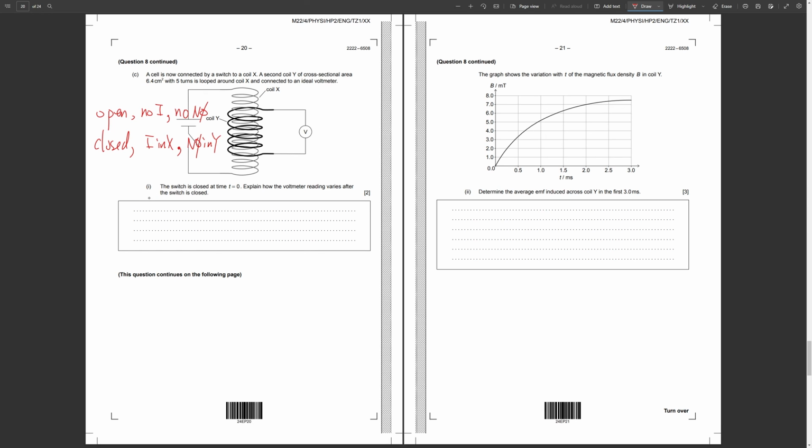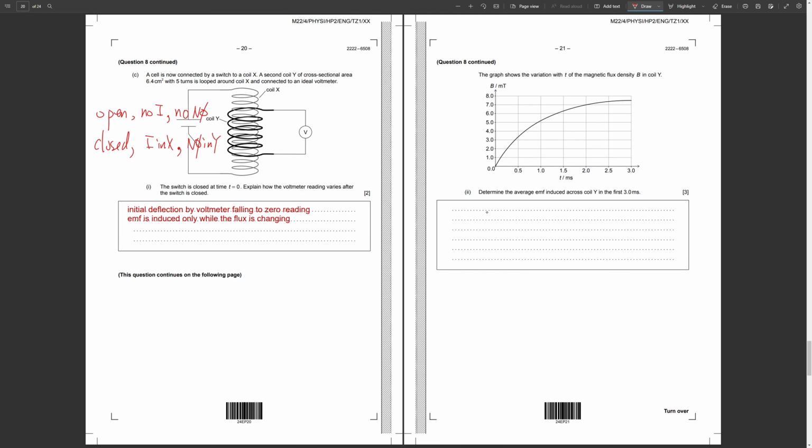But after closing the switch, the magnetic flux linkage will be constant. A constant magnetic flux linkage is not inducing any EMF. Therefore, the answer here is there will be an initial deflection on the voltmeter. After that, it will fall back to 0. The reason is EMF is induced only while the flux is changing.